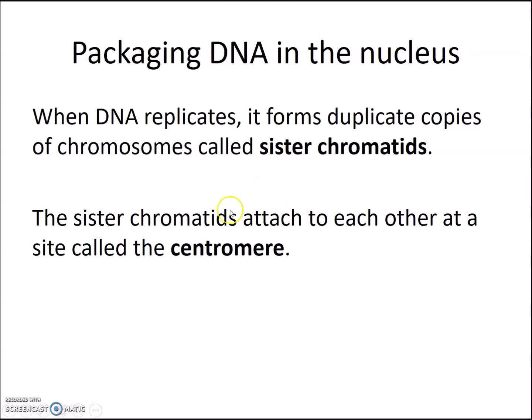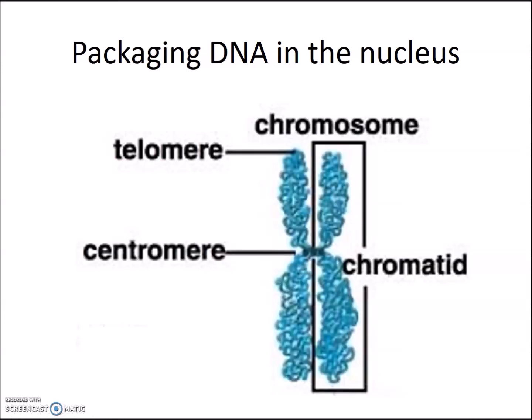Sister chromatids attach to each other at a site on the chromosome called a centromere. Here's a nice picture of a centromere. So one of the strands of DNA is called a chromatid, and if you put two of them together, we call them sister chromatids. The region where they attach to each other is called the centromere. And just one more term, the end or tip of the chromosome is called a telomere. Telomere, the end things. By the way, telomeres may be involved in the aging process. It's an area of active research.